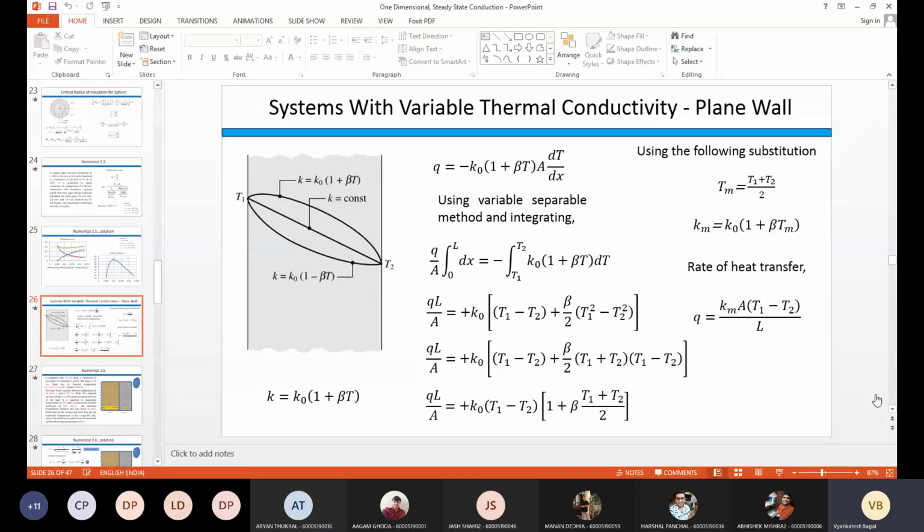Can you see my slides? Yes, sir, we can see.